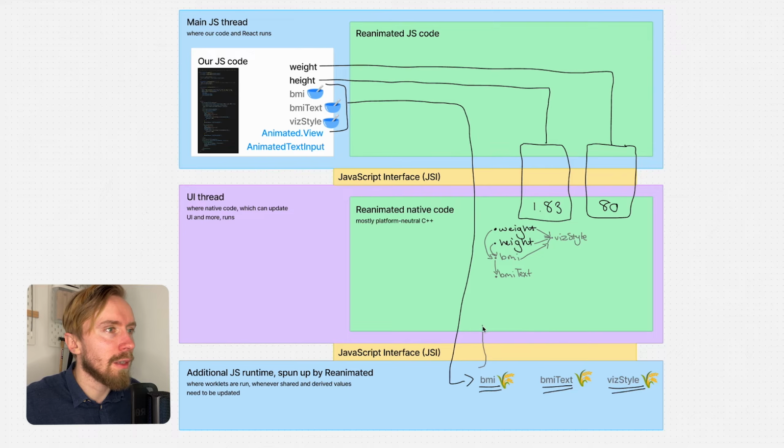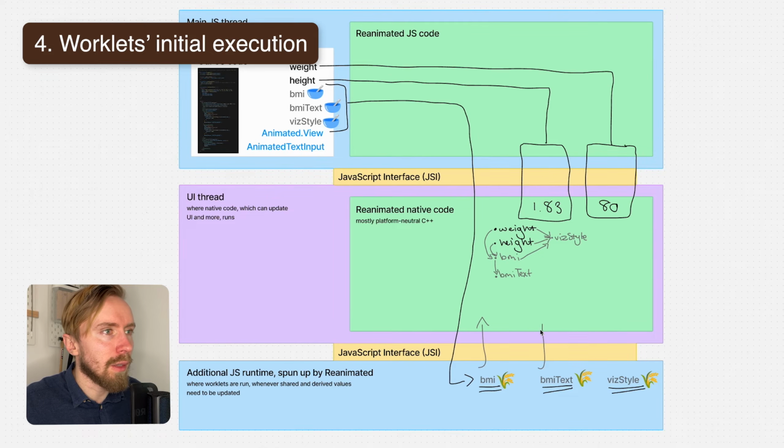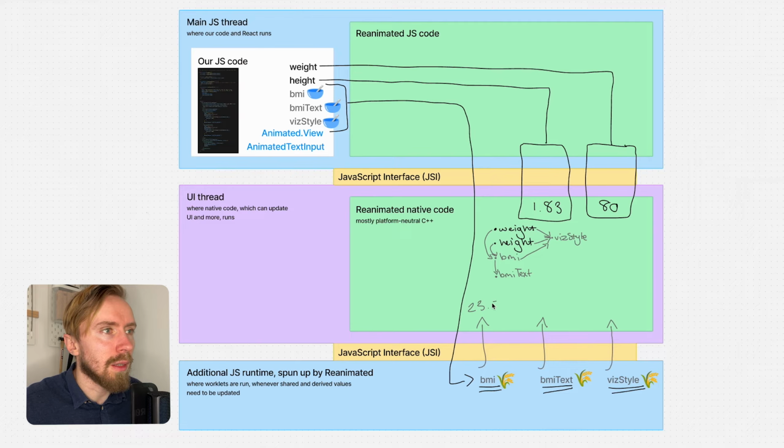After the dependency graph has been constructed, we have the initial execution of our worklets. So for BMI, I believe the initial value is something like 23.5. BMI text, we have an object, which ultimately boils down to 23.5. And then the viz style is a more complicated object. We have a width and we have a height. And then we have a background color, and initially 23.5 is a healthy BMI. So that's a nice shade of green. So once all these values have been calculated, we have our initial rendering.